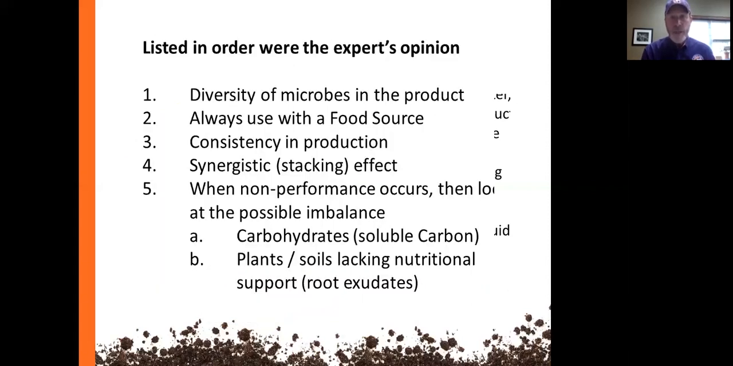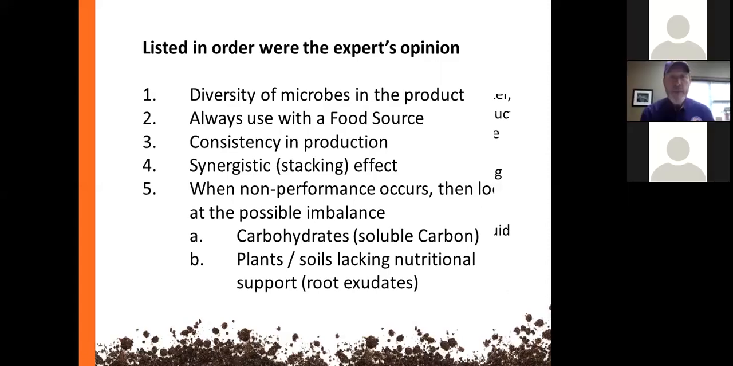So when you're looking at using a liquid biological or adding biology into your growing systems, this is the list that Matt at Ohio State has put together. The diversity of the microbes in the product is key. Number one, always use those microbials with a food source, something that contains a readily available energy or food source for that biology. Consistency in the production of the product, stacking and having synergistic effect with other products that it's partnered with.